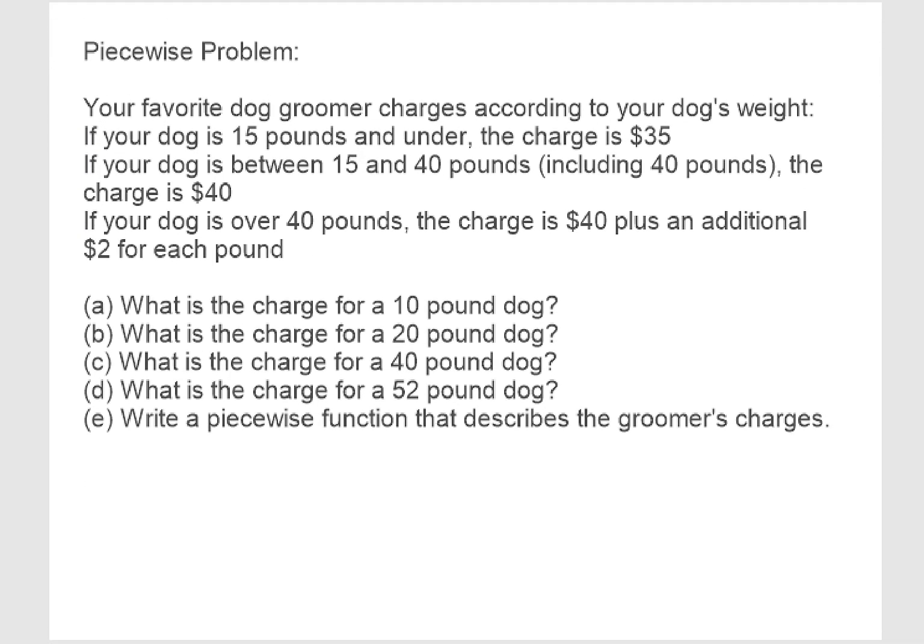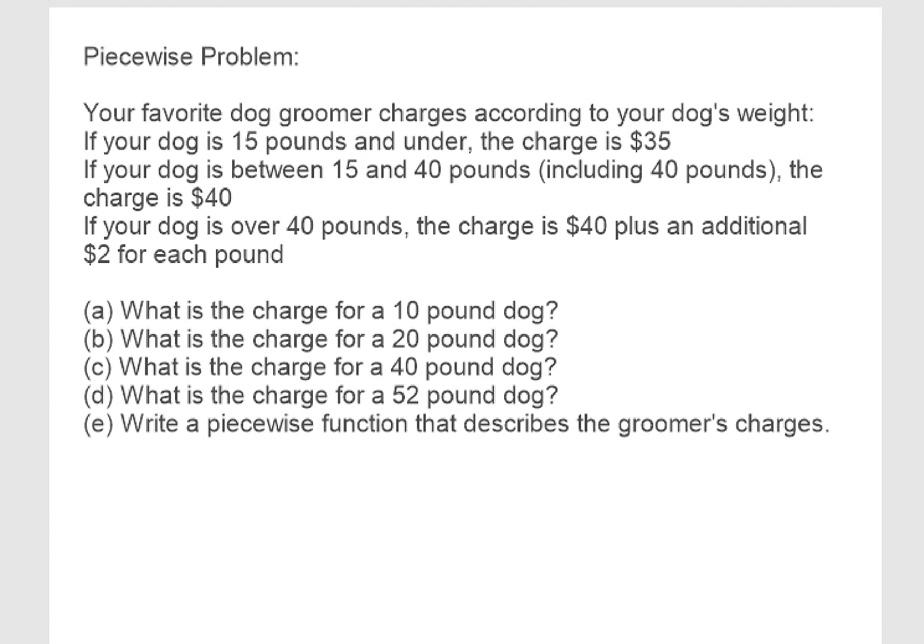Okay, so let's look at this piecewise problem. It tells us that our favorite dog groomer charges according to our dog's weight. If the dog is 15 pounds and under, the charge is $35. If the dog is between 15 and 40 pounds, including 40 pounds, the charge is $40. And then if the dog is over 40 pounds, the charge is $40 plus an additional $2 for each pound. So what would be the charge for a 10-pound dog?